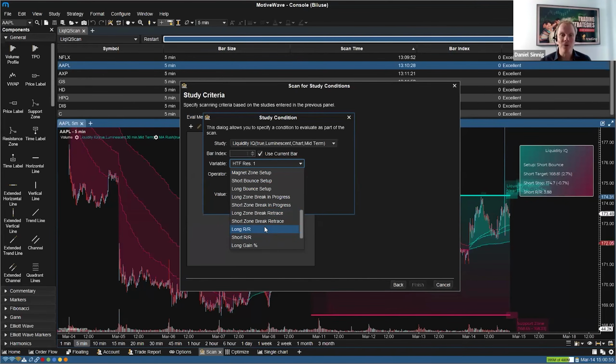So there are so many options you can do, and you can combine it as well with the Emi Rush indicator. So you can scan for all kinds of things, and then let MotiveWave do all the heavy lifting for you.